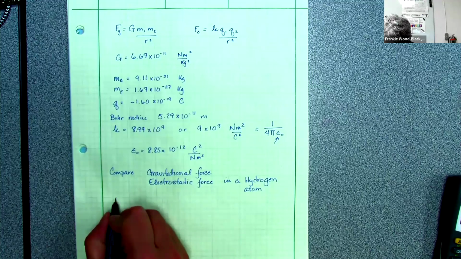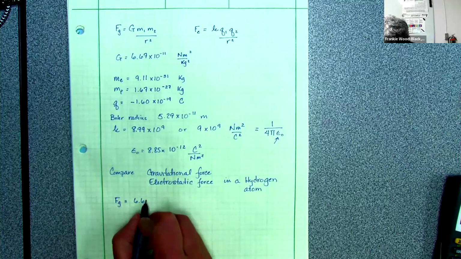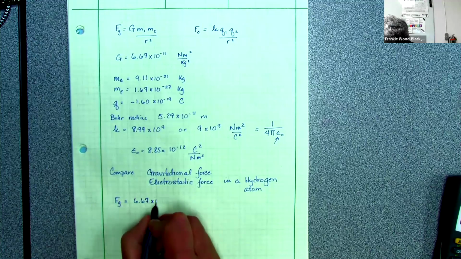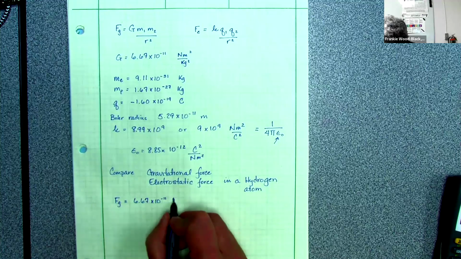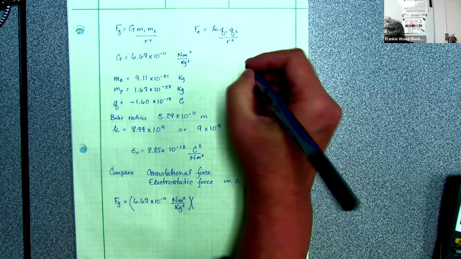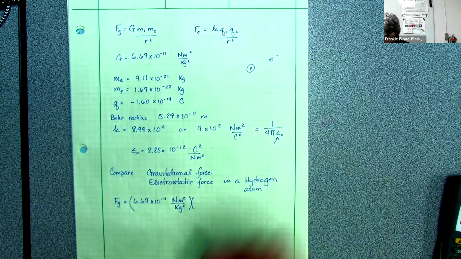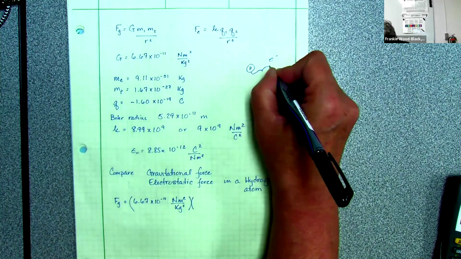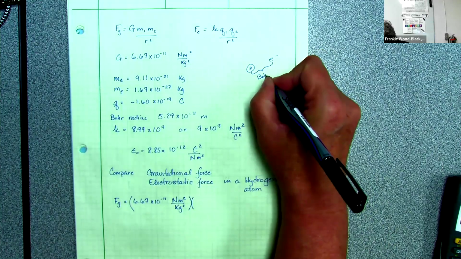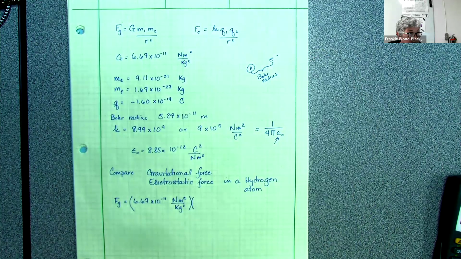Now, if I do my gravitational force, I'm going to get 6.67 times 10 to the minus 11, and I'm in Newton meters squared, kilograms squared. I'm going to do this, and my hydrogen atom is a proton with an electron going around. This is my Bohr radius. And that's what we're comparing.